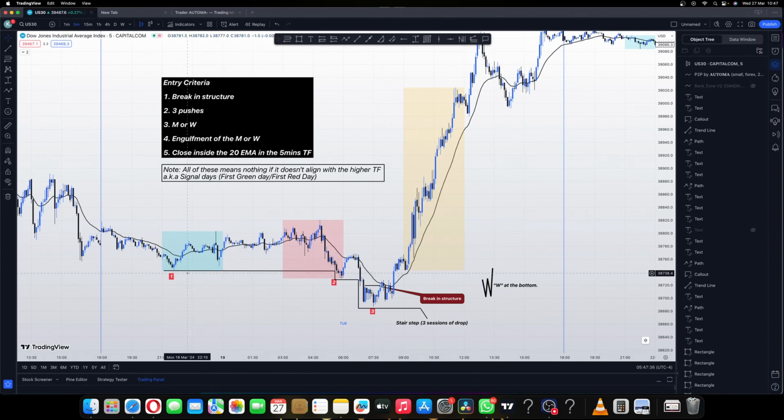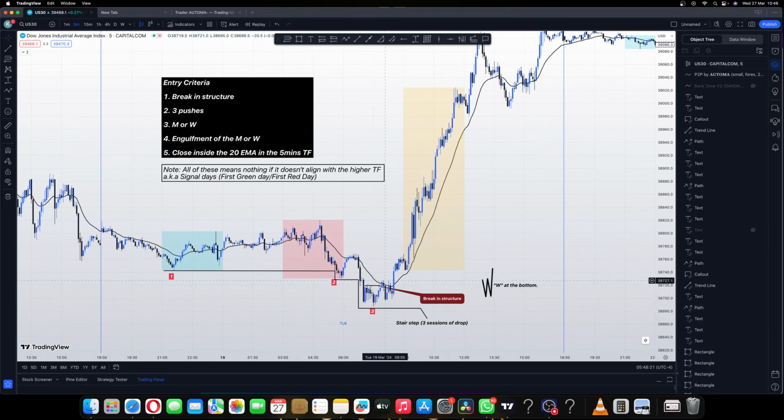Because it's a first green day trade, we're looking for price to make, this is my favorite, 3 steps to the downside first. So we have like 3 sessions of drop, or the stair step as they call it, because sometimes it doesn't happen at the sessions. But you see 3 obvious peaks at the bottom, here, here, and here. That's the first thing we are looking for.